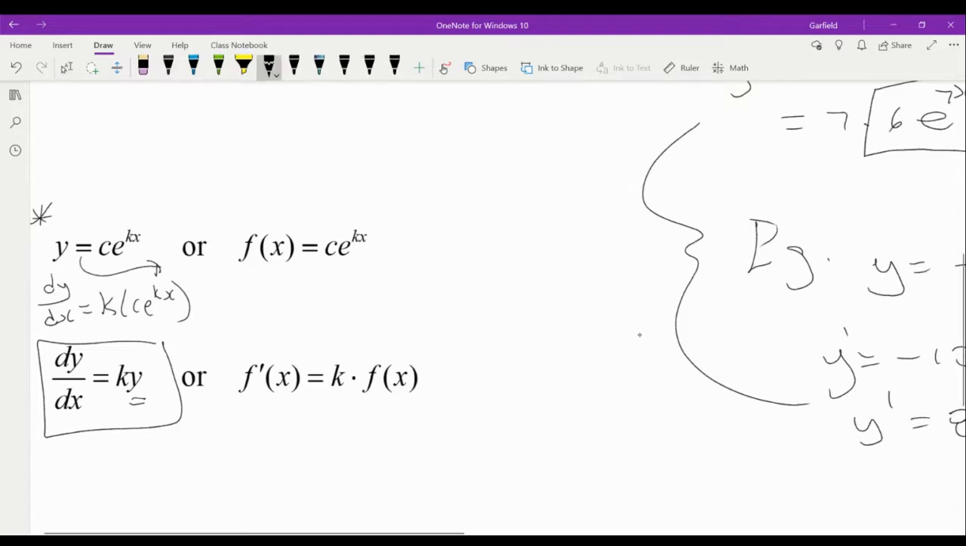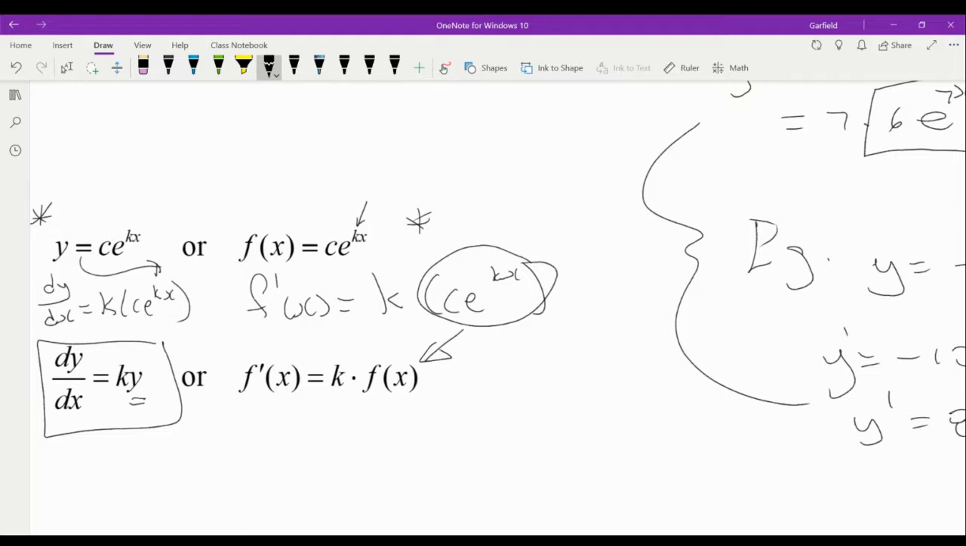Same thing on the right side. If we have the original function f of x equal to c e to the kx, the derivative is k, the number from the exponent, times the original function. But instead of writing the original function, they just write f of x. So they end up with f prime of x is equal to k times f of x. Is everyone clear on that?